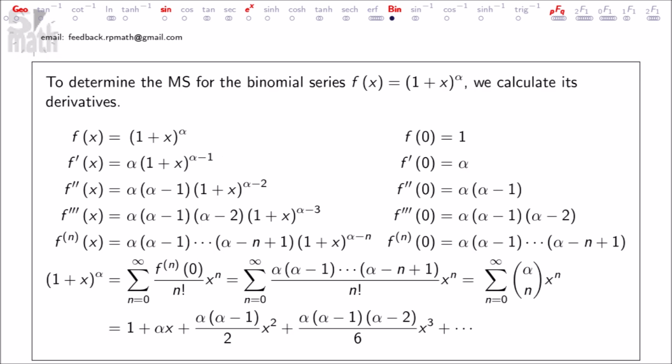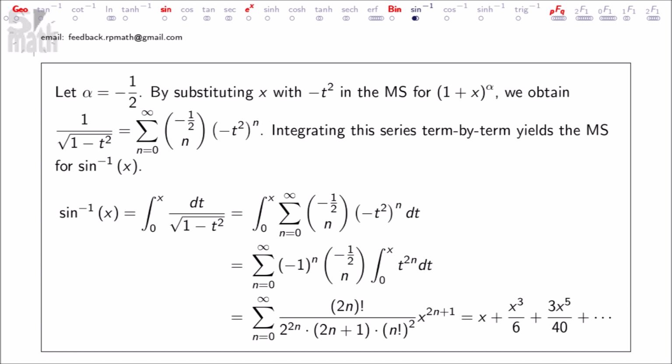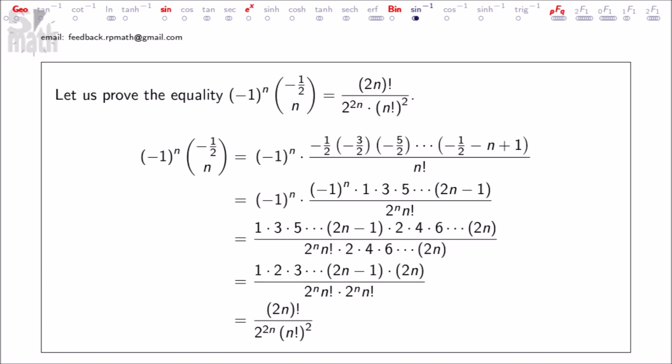To determine the Maclaurin series for the binomial series, we calculate its derivatives. Let alpha equal minus half. By substituting x with minus t squared in the Maclaurin series, we obtain this. Integrating this series term by term yields the Maclaurin series for inverse sine of x. Let us prove the equality here.